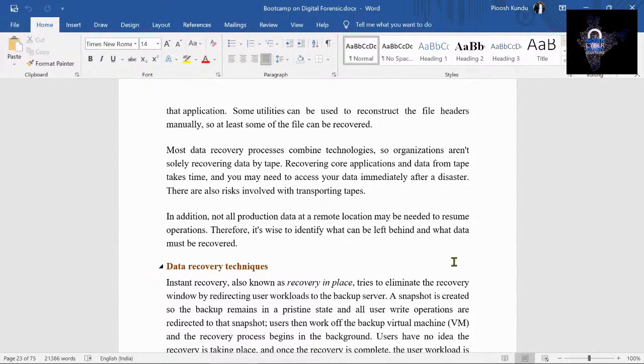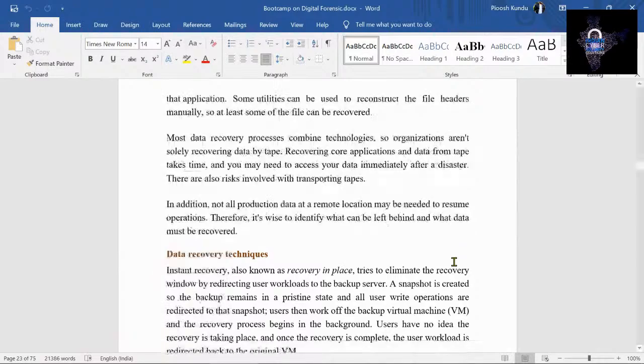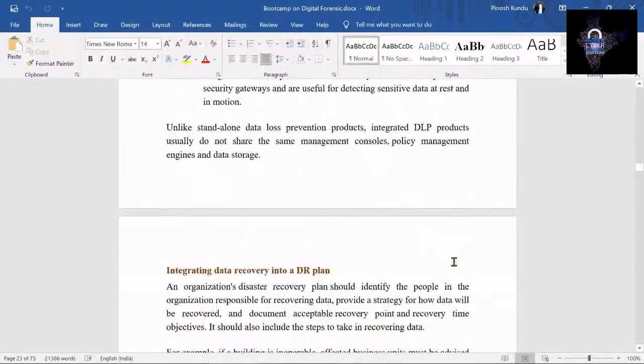Recovering core application data from tape sometimes needs immediate action and access to the data after the disaster, and there can be risks involved with transporting tapes. Now, in addition, not all the production data at the remote location is needed to resume operations. Therefore, it is wise to identify what can be left behind and what data must be recovered.